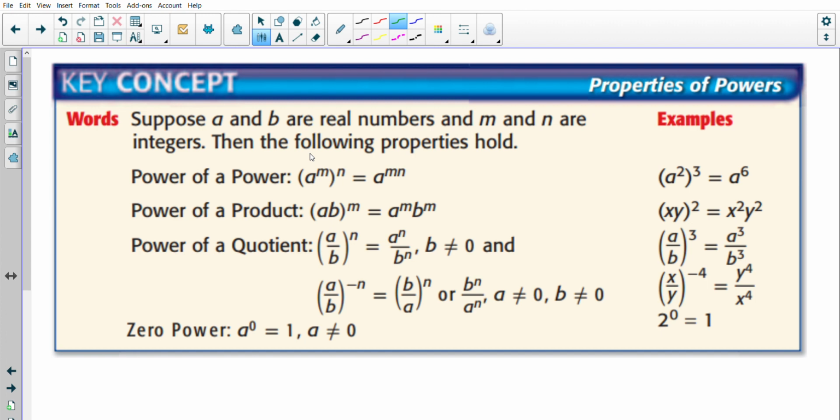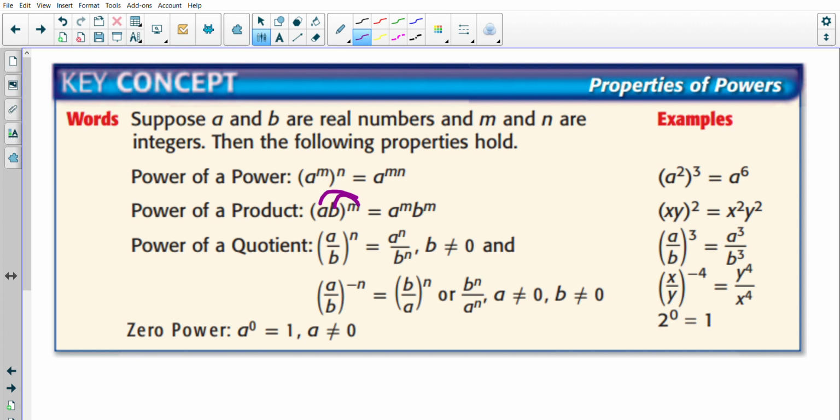When we have a power to a power, such as a to the m to the n, we just multiply the two exponents. So a to the second to the third just becomes a to the sixth. Then the power of a product is a times b to the m power. That exponent essentially gets distributed onto the bases. So it becomes a to the m times b to the m.